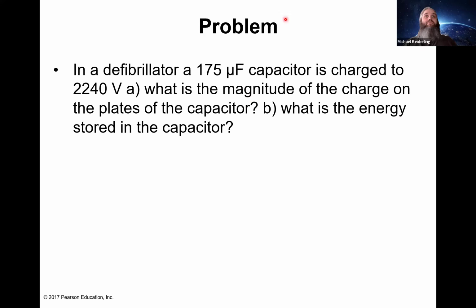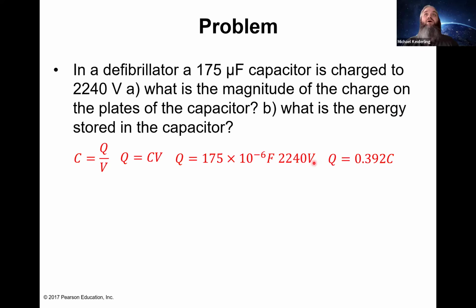So the magnitude of the charge: capacitance is charge over voltage, so charge is capacitance times voltage. So the charge will be 175 times 10 to the minus 6 farads times 2,240 volts, which gives you a charge of 0.392 coulombs. That's a lot of charge.